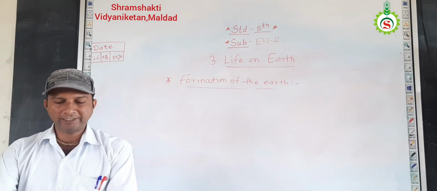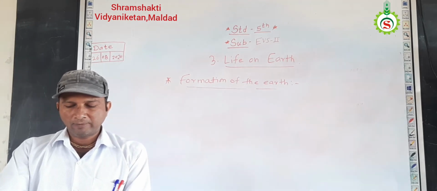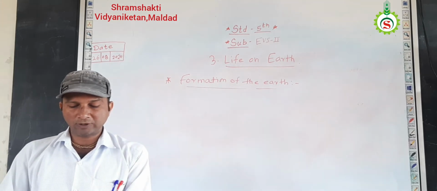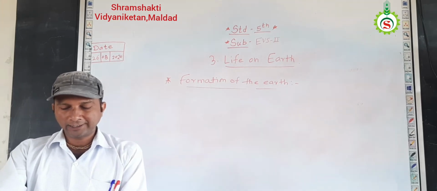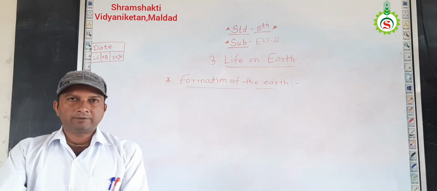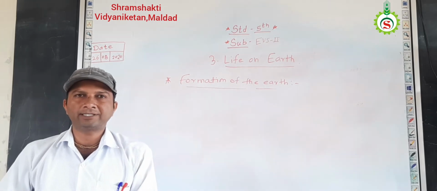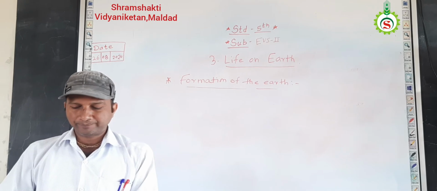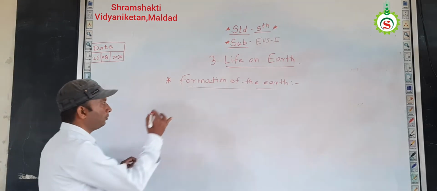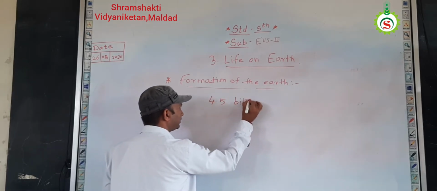So on the basis of the scientific research, it is now believed that around 4.5 billion years ago, enormous clouds of very hot gases and dust spinning at a great speed were formed in the space. Various research is carried out by different scientists, and from that research they come across one important point, that before 4.5 billion years ago. Now 4.5 billion means how many years?